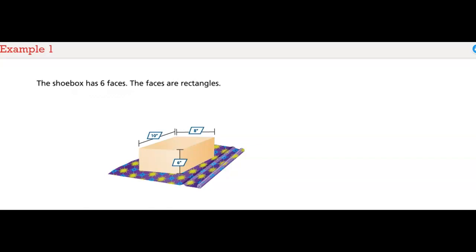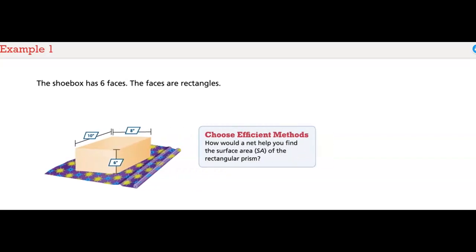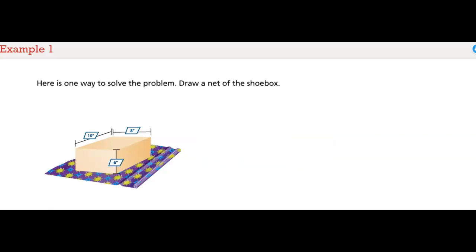The shoebox has 6 faces. The faces are rectangles. How would a net help you find the surface area, SA, of the rectangular prism? Here is one way to solve the problem. Draw a net of the shoebox.